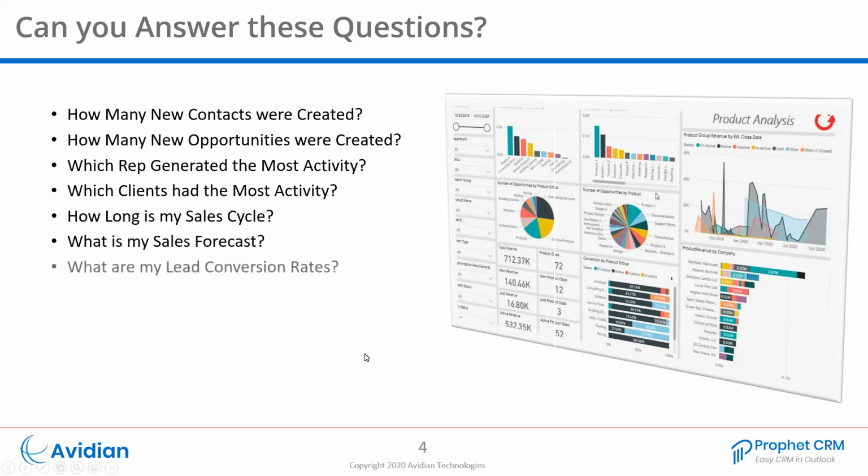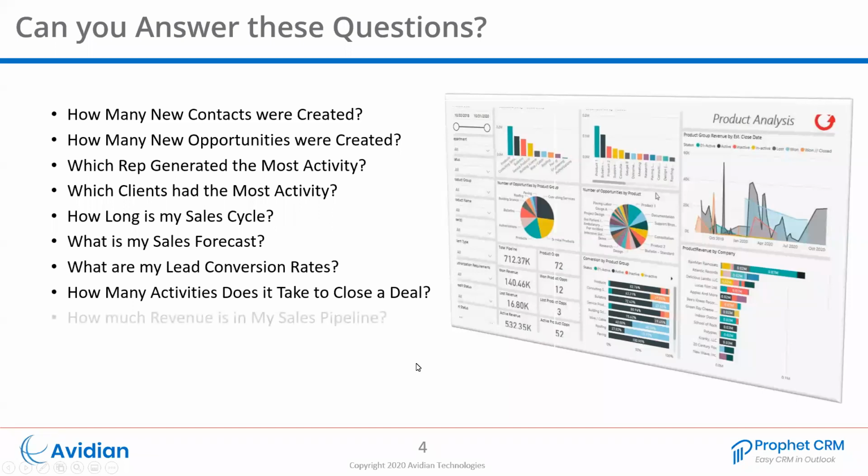What's your forecast? That's going to be key to running your business. What are your lead conversion rates? What are they by industry, by lead source, by sales rep? Very insightful stuff that you start to get with good data. How many activities does it take to close the deal? This relates to one of my other topics of creating automated follow-up, like drip campaigns and sales automation, so that you can start matching the number of activities that it takes to close any particular deal.